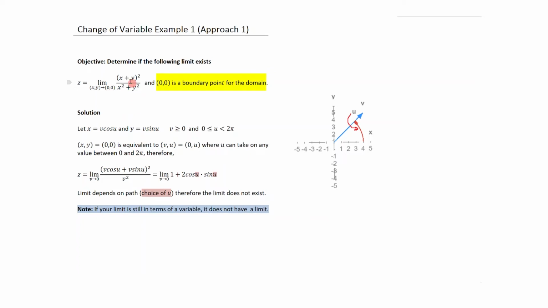So we take this expression, substitute for x, substitute for y, and we end up with this expression here with v approaching 0. If you simplify this, you'll have a v squared, which is common to numerator and denominator. That cancels out, and you're just left with this expression here. Well, this limit will depend on the value of u, which means this angle here, which means depending on whether or not you go in this direction or this direction, the limit will be different. And therefore, because the limit changes as a function of u, the limit does not exist.